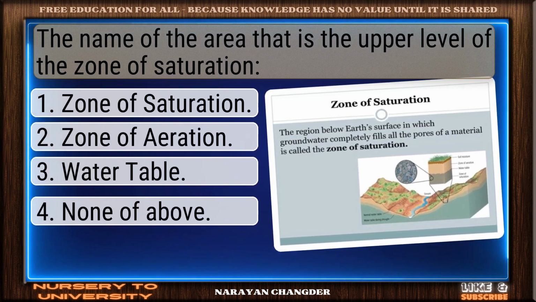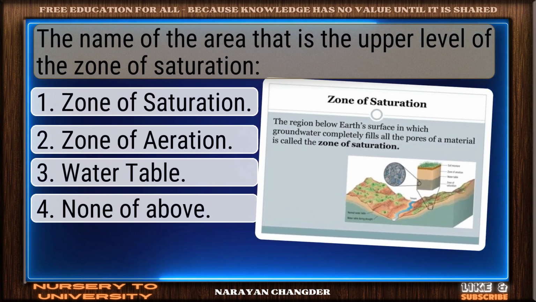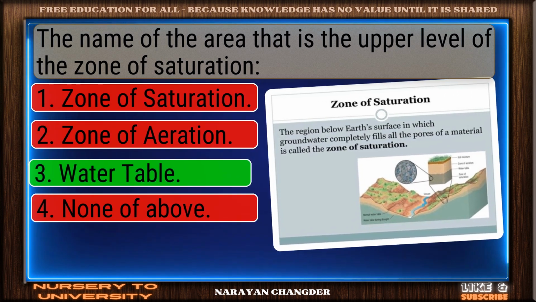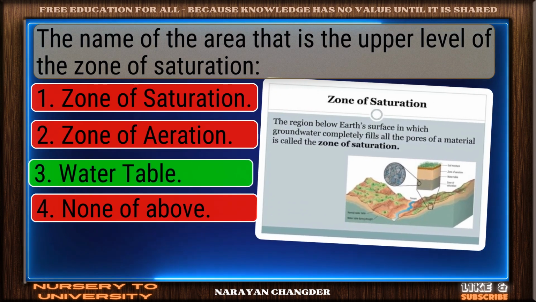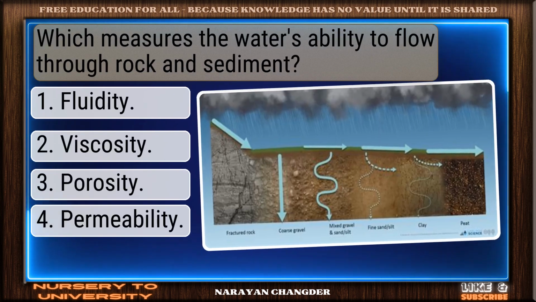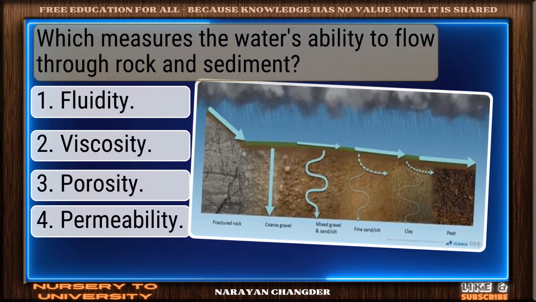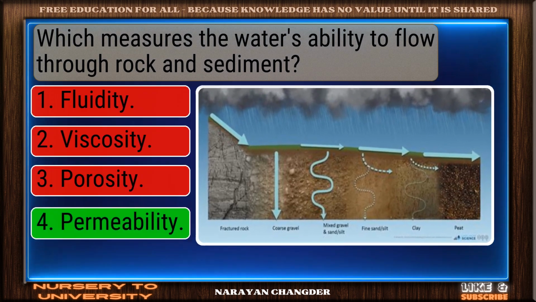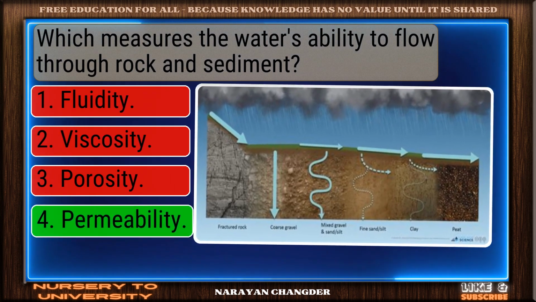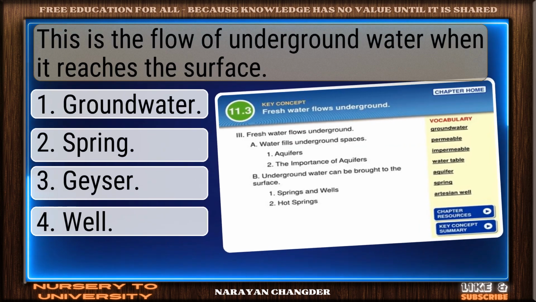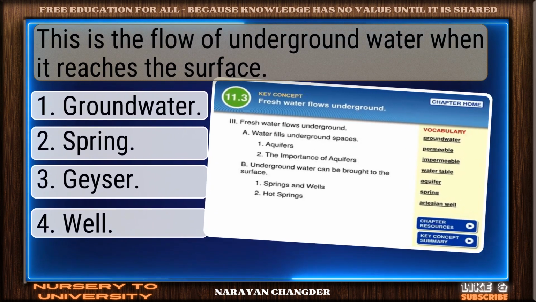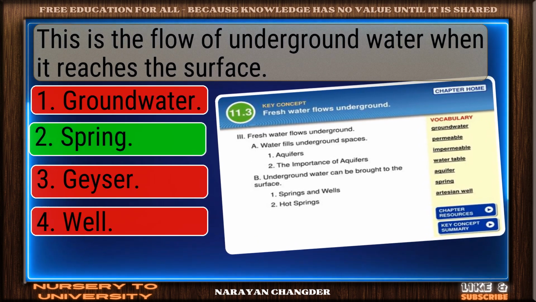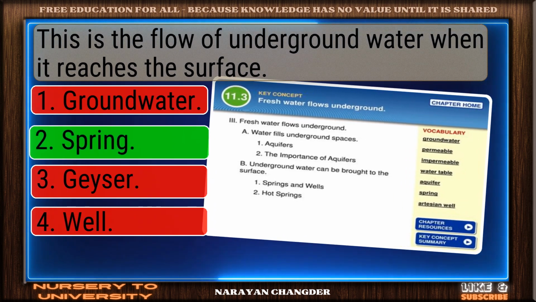The name of the area that is the upper level of the zone of saturation. Correct response. Water table is the most accurate answer, which measures the water's ability to flow through rock and sediment. Nice selection. Permeability is the correct and valid answer. This is the flow of underground water when it reaches the surface. On track. Spring is the correct answer.